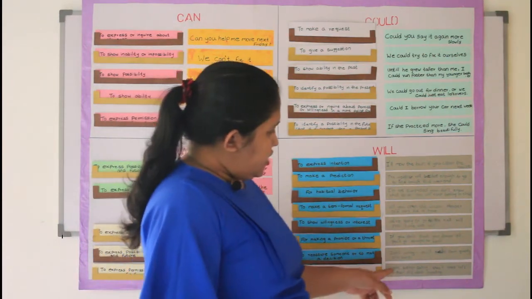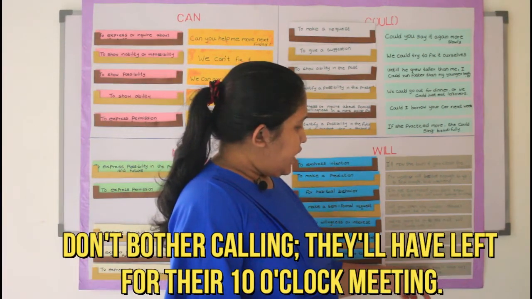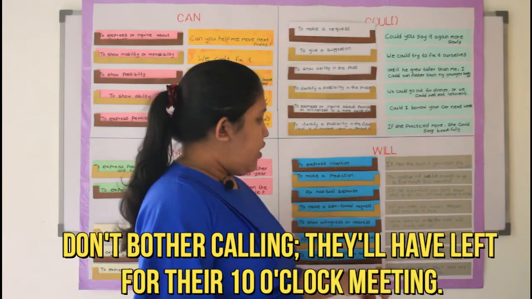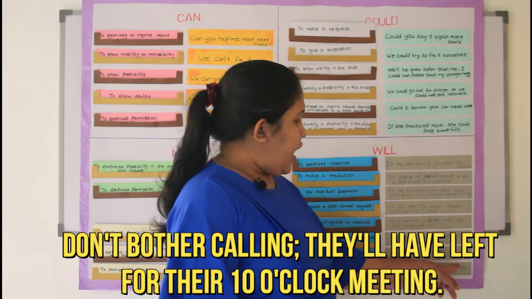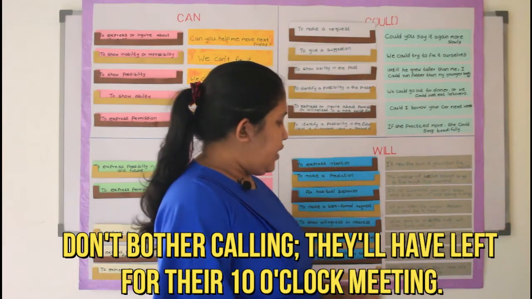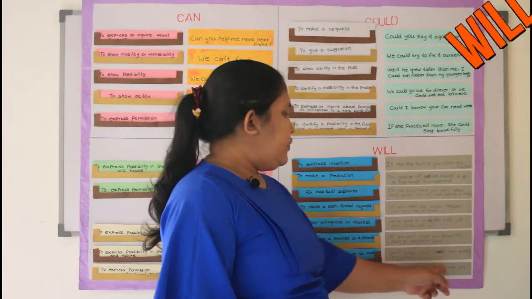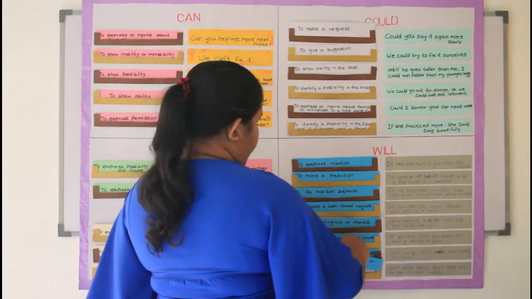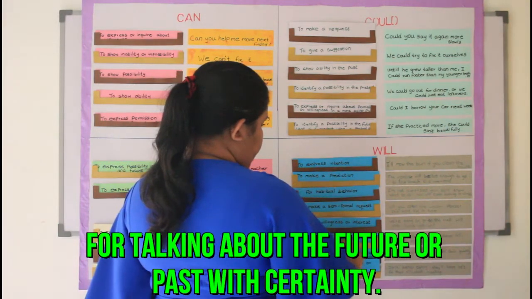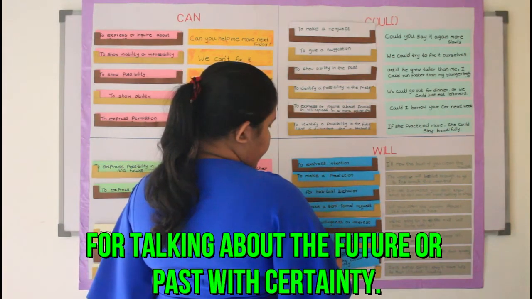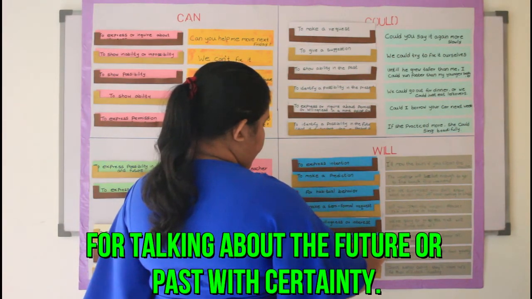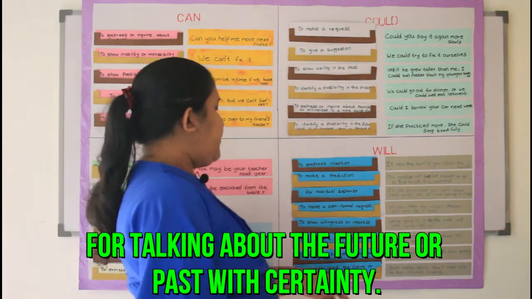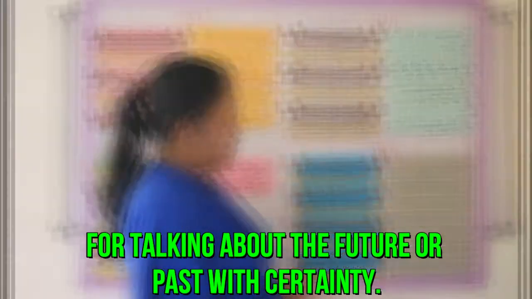Next one. Don't bother calling. They will have left for their 10 o'clock meeting. Here, the modal verb will is used for talking about the future or past with certainty.